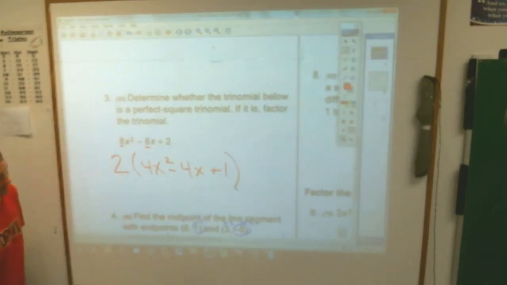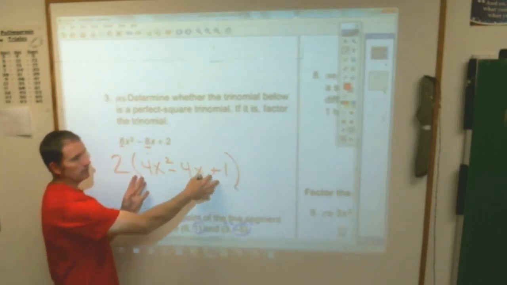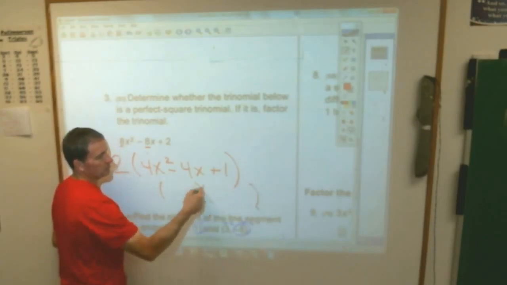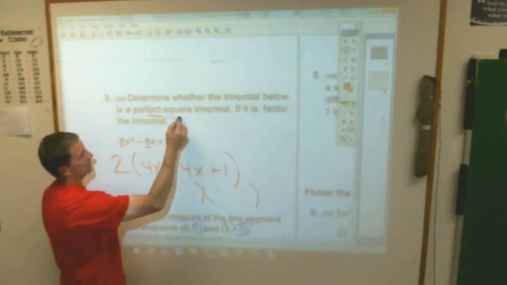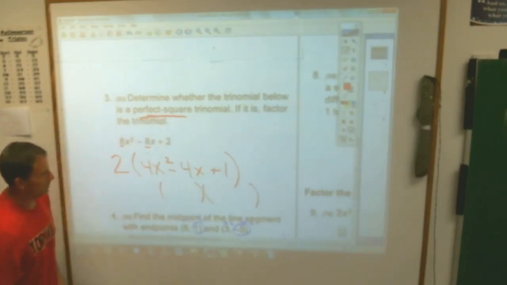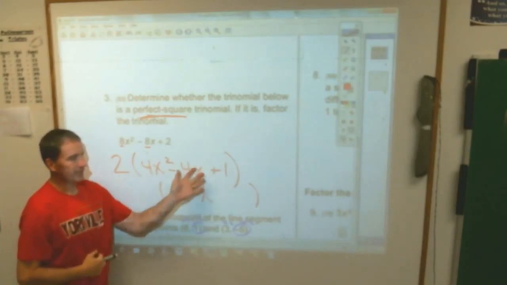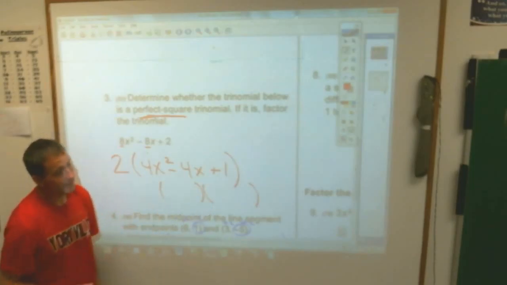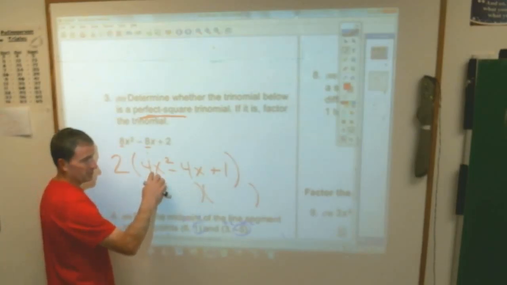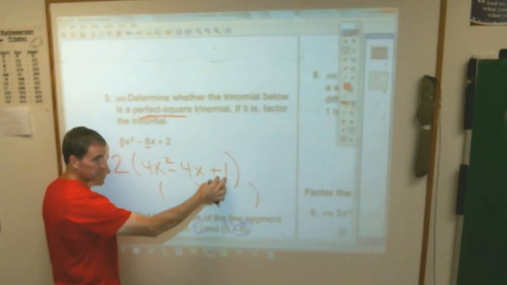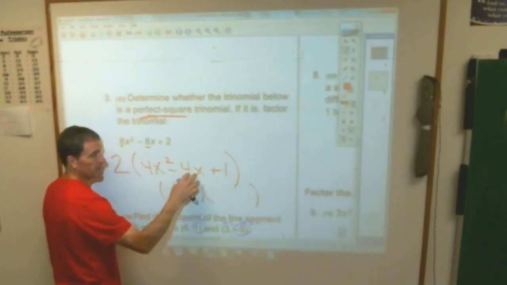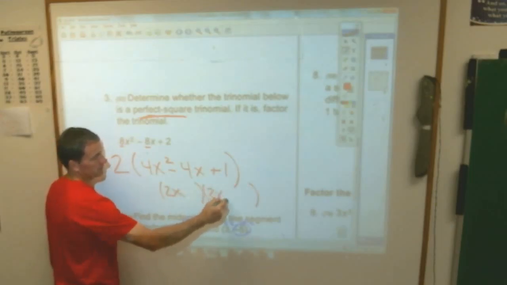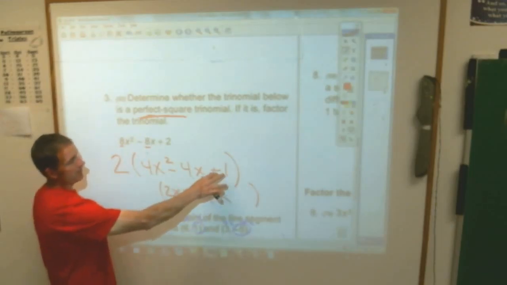And what they're asking you is, can you take this trinomial and break it into 2 identical binomials that would be the same? That's the perfect square part. So if you break it down, you end up with the exact same binomial times the exact same binomial. This has to be a perfect square, that has to be a perfect square. Does that work here? What times what gives you this? It has to be 2x and 2x. What times what gives you a positive 1?